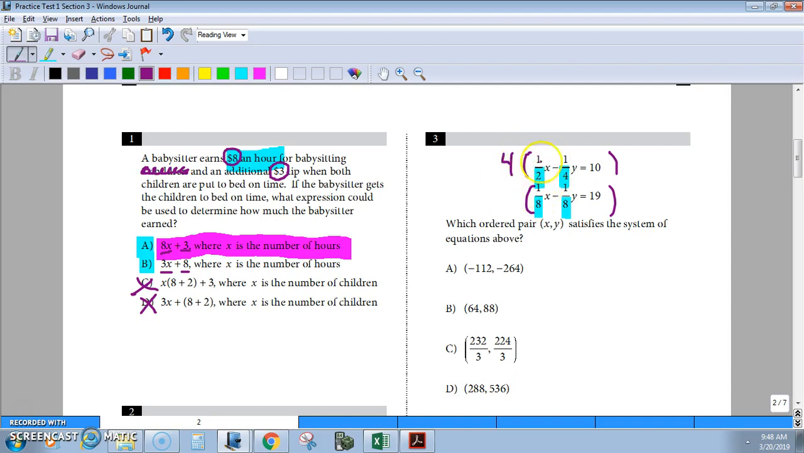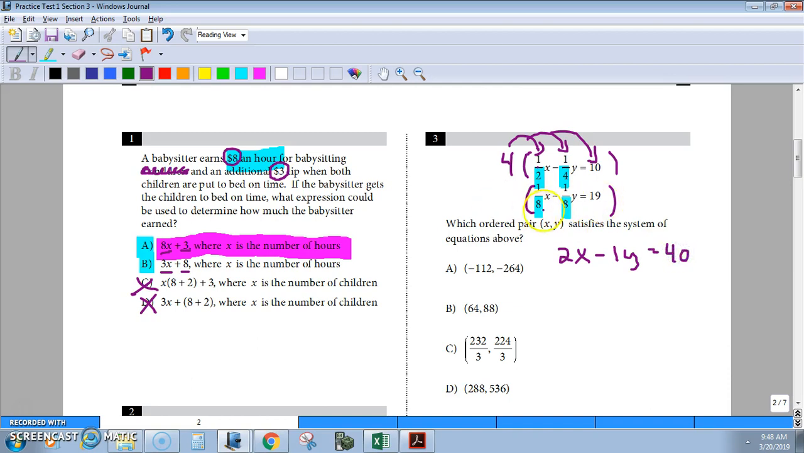So just think of it. What is 1/2? Let's distribute. This is what I'm doing right now, but you have to do it for the whole equation. So just think about it like this. What is 1/2 of 4? Well, that's 2x. So 4 times 1/2 x is 2x. Minus 1/4 of 4 is just 1, so minus 1y is equal to 4 times 10, which is 40.